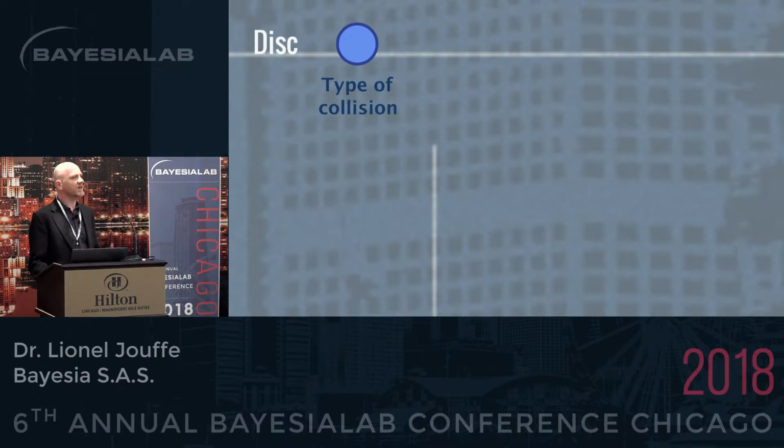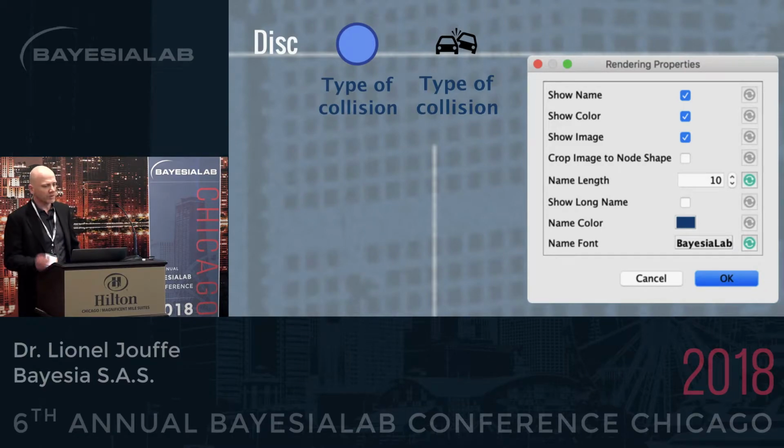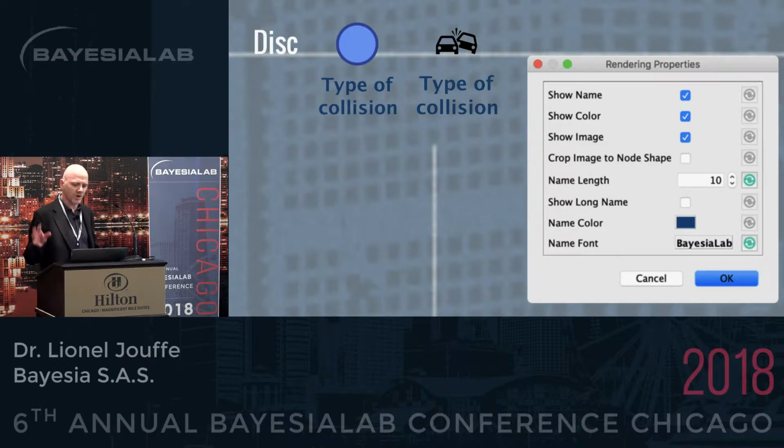So obviously we can still have images instead of just the disk. And there is a new rendering function that allows you to directly specify what you want to have, what is the font size, color, and so on, if you want to crop the image, and little technical things like that.